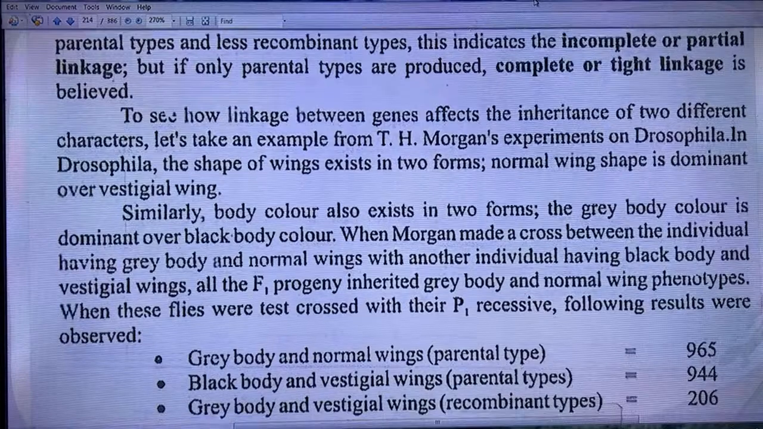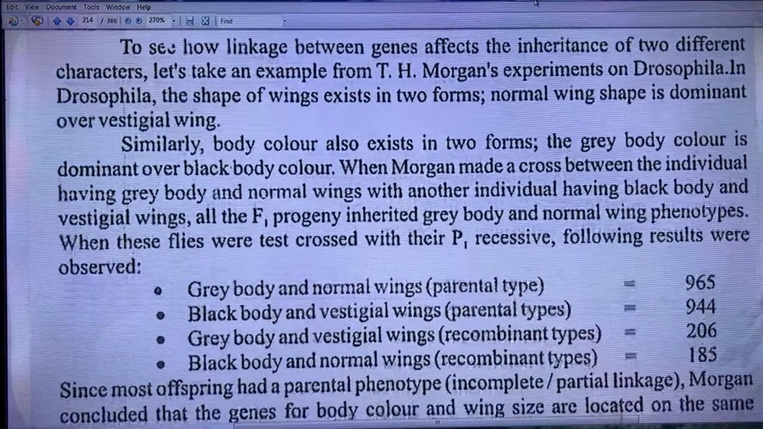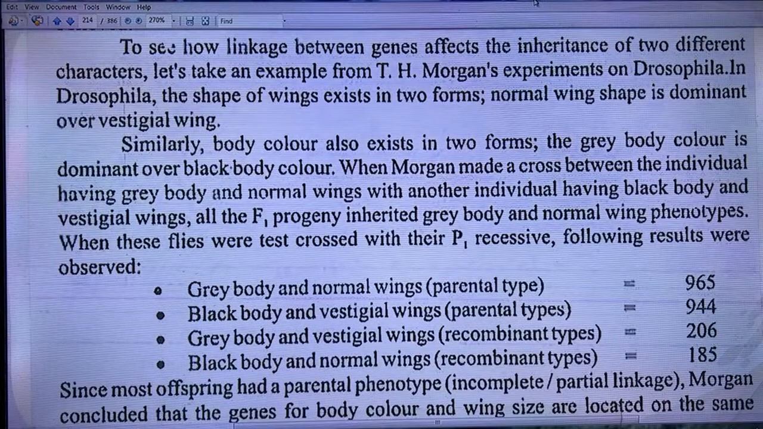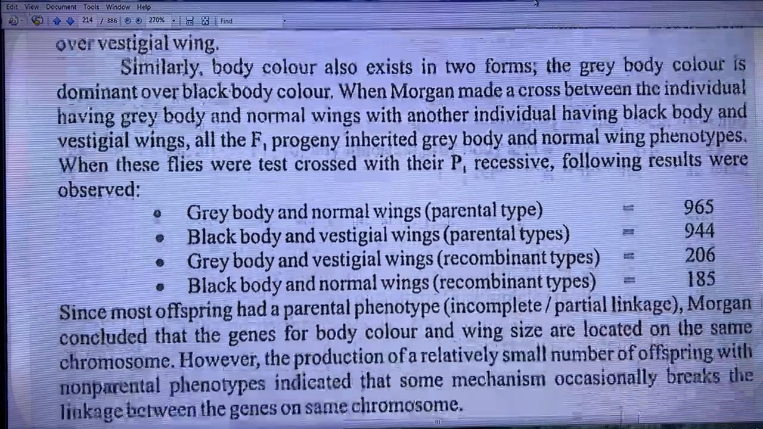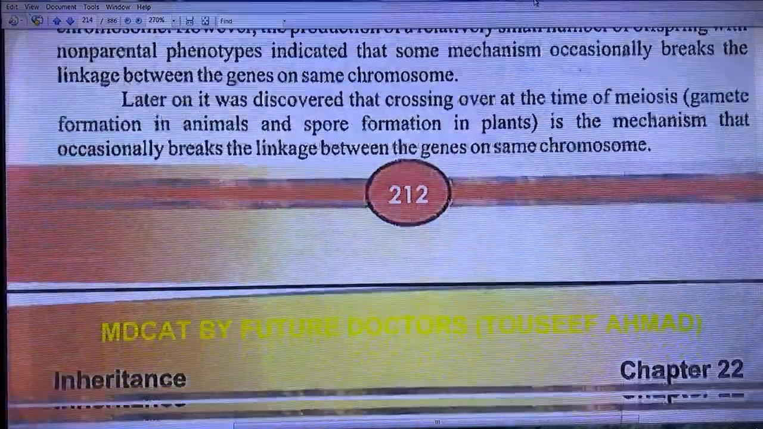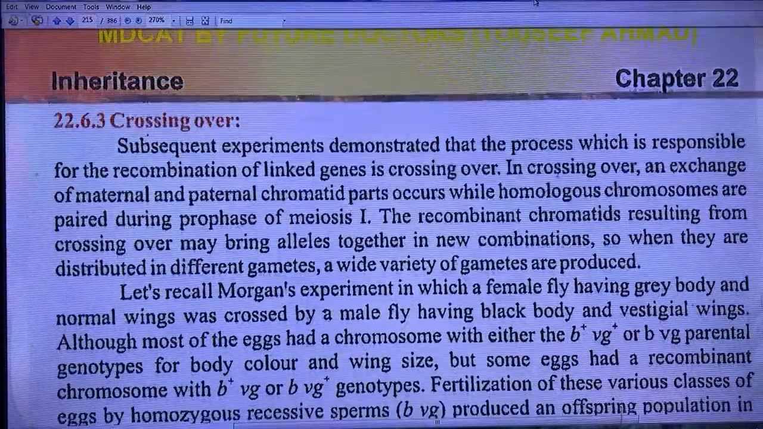To see how linkage between genes affects the inheritance of two different characters, let's take an example from T.H. Morgan's experiment on Drosophila. In Drosophila, the shape of wing exists in two forms: normal wing shape, dominant, or vestigial. Crossing over.